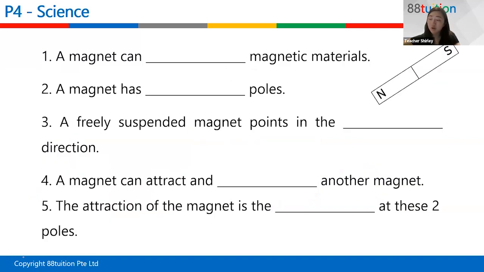Okay, so over here, a magnet can what? Money, yes. Attract. Very good. Okay, next, number 2. Nicole, you want to try? A magnet has how many poles?